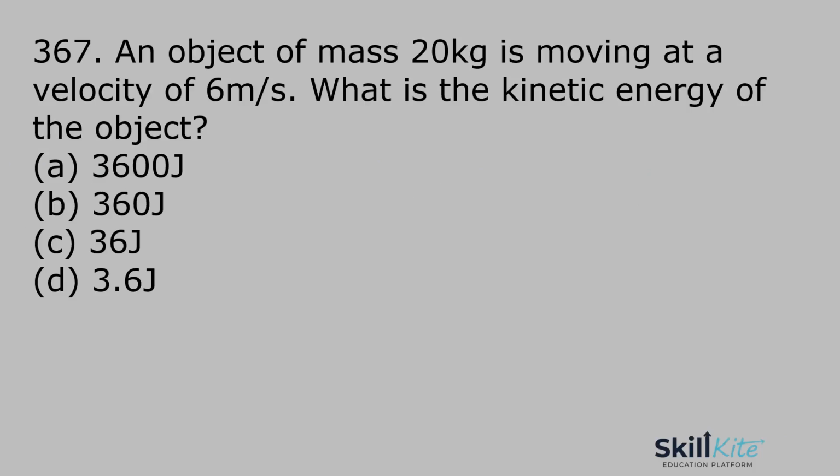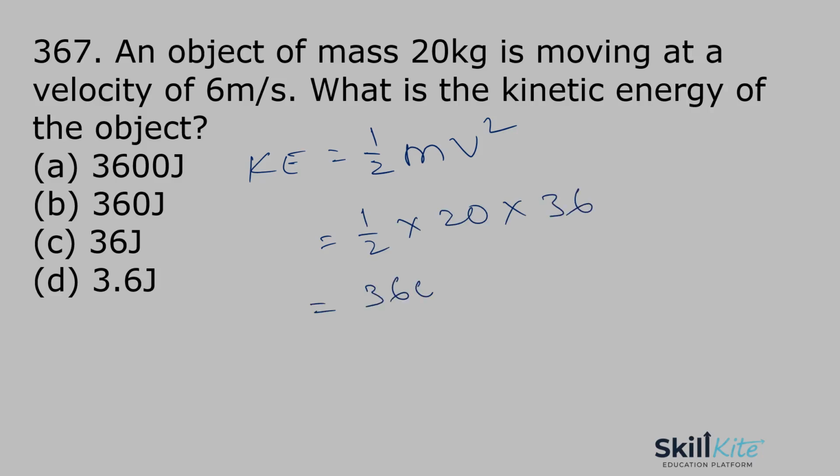An object of mass 20 kg is moving at a velocity of 6 meter per second. What is the kinetic energy of the object? Kinetic energy formula you know, half mv square. So that is equal to half into 20 into v square, here 6 square, that is 36. So it is around 360 joules. Option B.